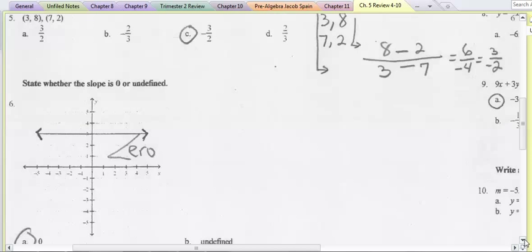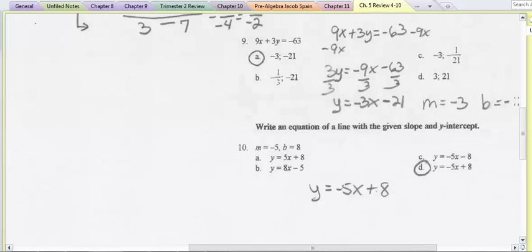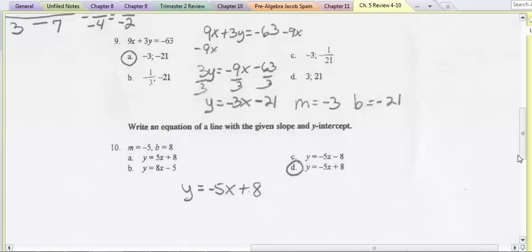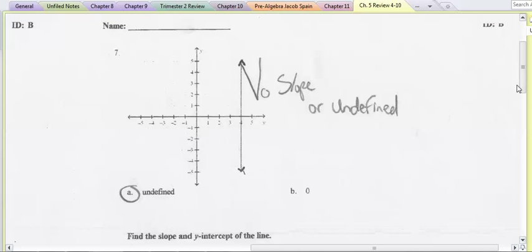Okay, the next one you're going to identify as either 0 slope or undefined. Another word for undefined is no slope. So then we see that the line can make a Z for 0 slope, letter A. Okay, now we'll move back to the other side of the page. And again, on this one we're doing undefined or 0 slope, again, it makes the letter N for no slope. Another name for no slope is undefined.